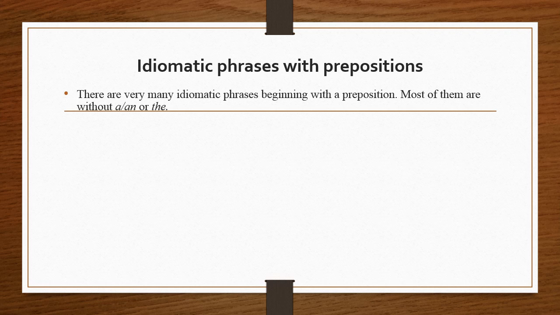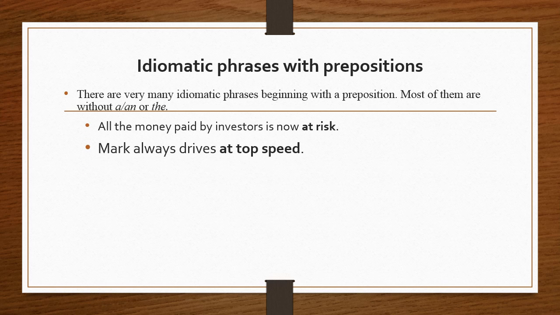Now, there are many idiomatic phrases beginning with a preposition, and most of them are without a, an, or the, that means without any articles. So idiomatic phrases could have a meaning which is different to the literal sense of the words in the phrase. All the money paid by investors is now at risk. Now, the phrase at risk could mean that it's a great problem. Mark always drives at top speed, which means the maximum speed.